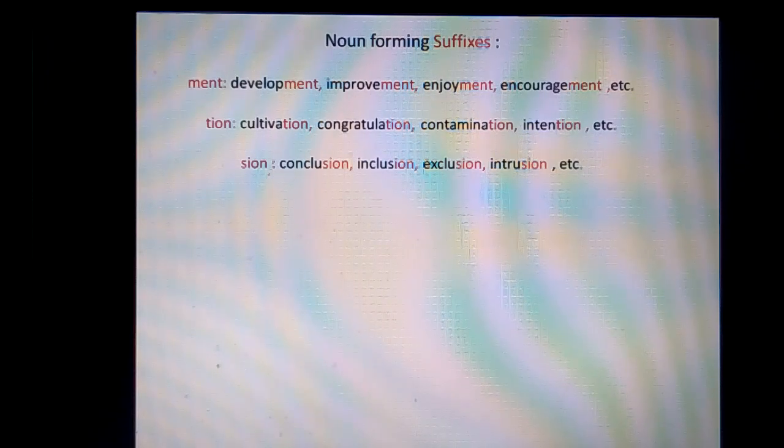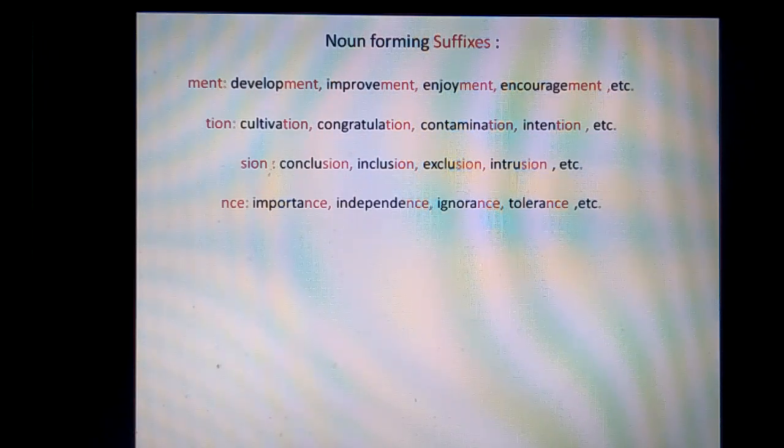So normally we add sion when we find a verb with d or de at the end. Okay, this is a general idea. Then ce: importance, independence, ignorance, tolerance. When you find an adjective ending with nt, then you need to put ce at the end of this word to make it a noun.